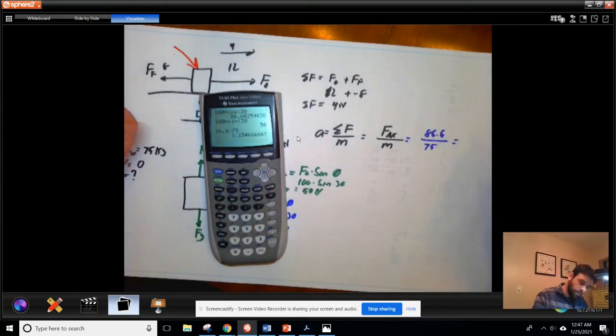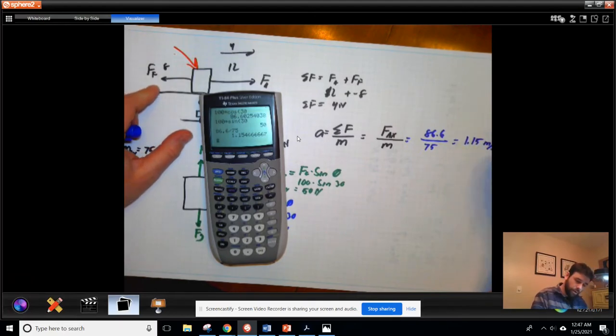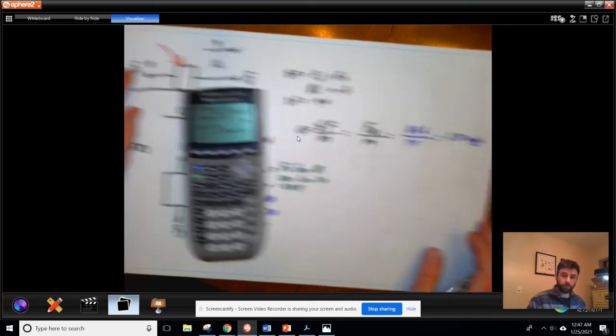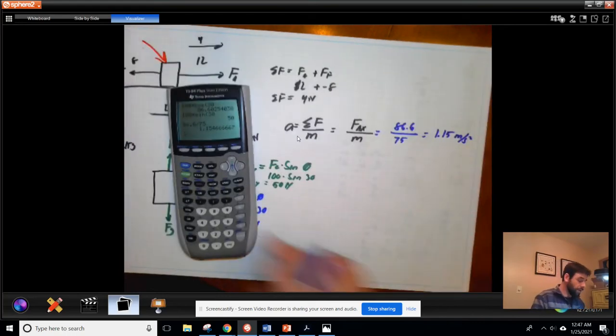I'm getting 1.15 meters per second squared. That's going to be our acceleration rate. Okay?